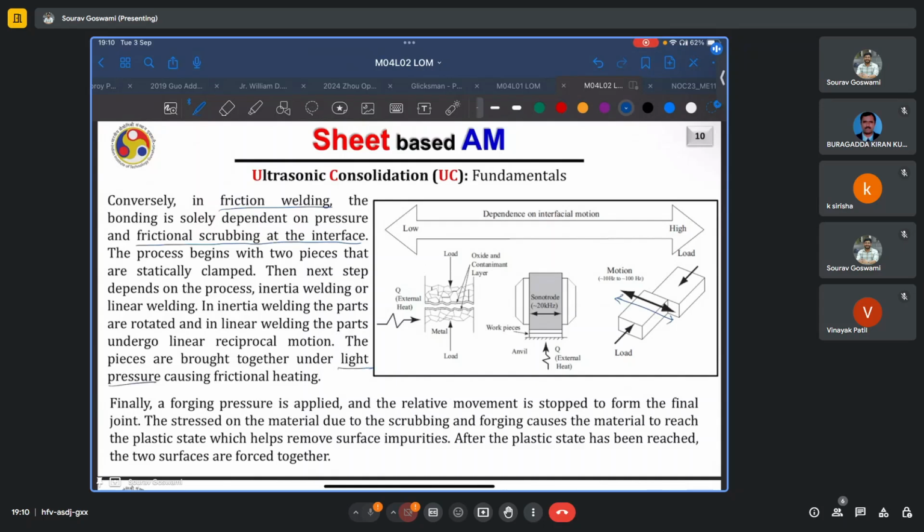The pieces are then brought together under light pressure. Remember, in the previous case of atomic diffusion, it was high pressures. Here, frictional heating is caused by the relative motion between the parts. Finally, a forging pressure is applied and the relative movement is stopped to form the final joint. The stresses on the material due to scrubbing and forging cause the material to reach its plastic state. The heating of the build plate up to 200 degrees Celsius, as we read, also helps to accentuate this process, and this removes the surface impurities. After the plastic state has been reached, the two surfaces are forced together to form a mechanical joint.